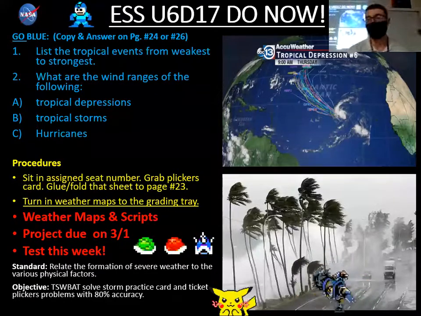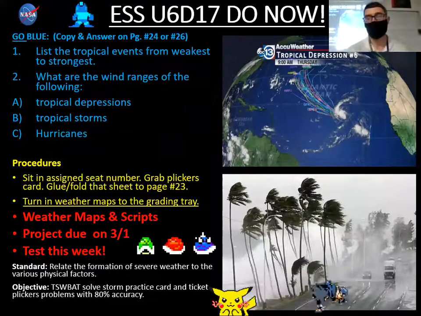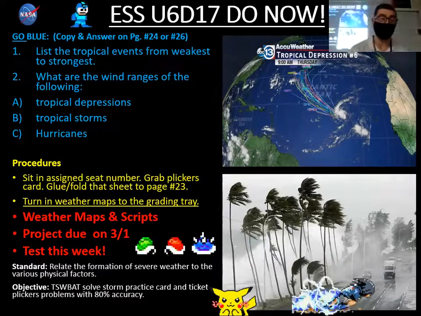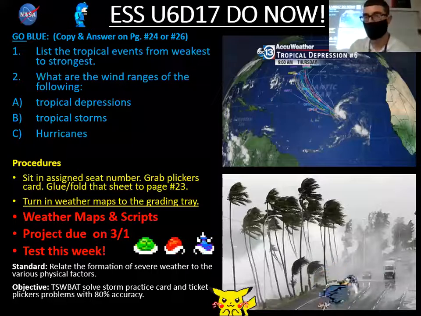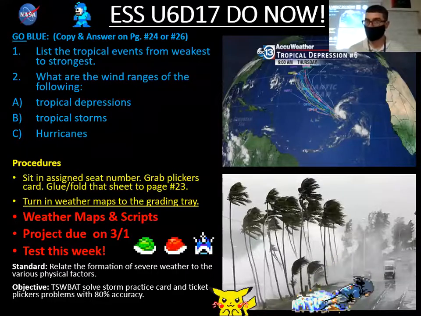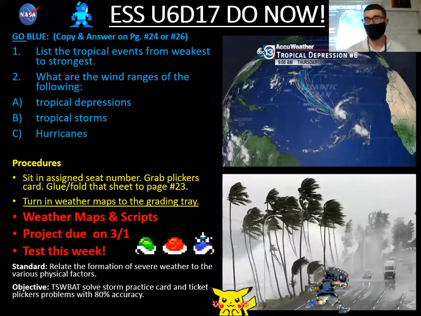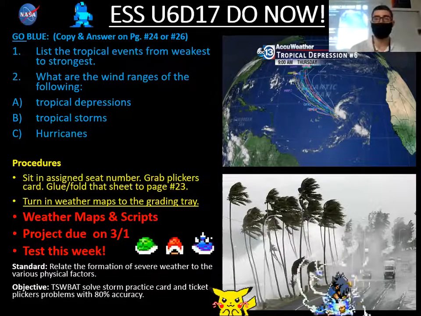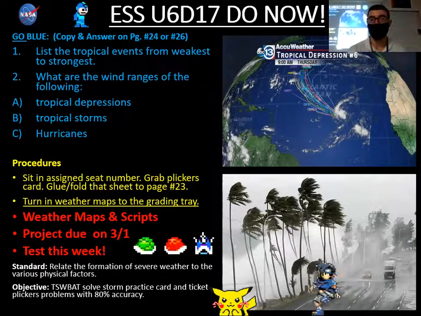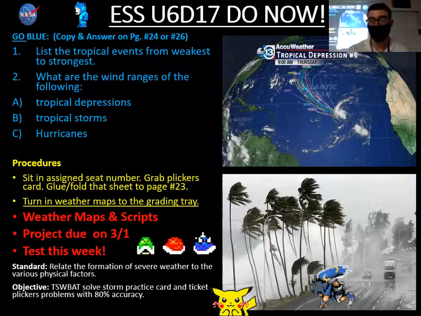Weather maps and scripts need to be completed as well. I've got several zeros on those, so if you want to get rid of those zeros, get those completed. And we've also got the test happening in the form of quizzes throughout the week. Again, quizzes will be occurring throughout the week. So we will get things going from there.